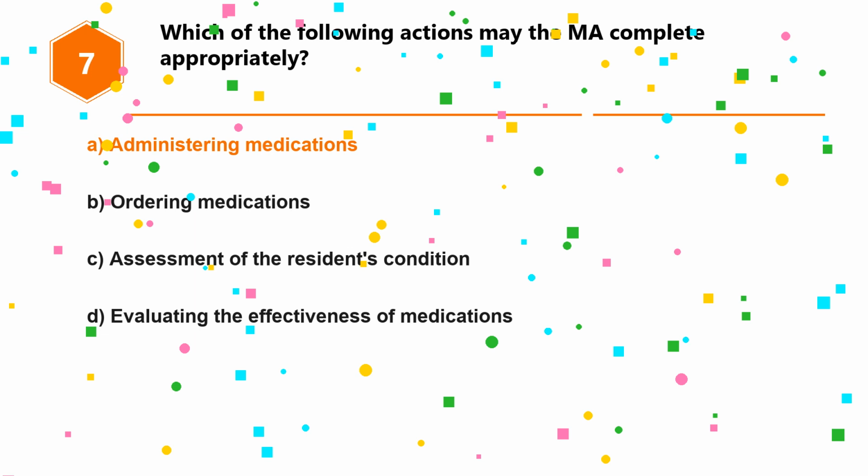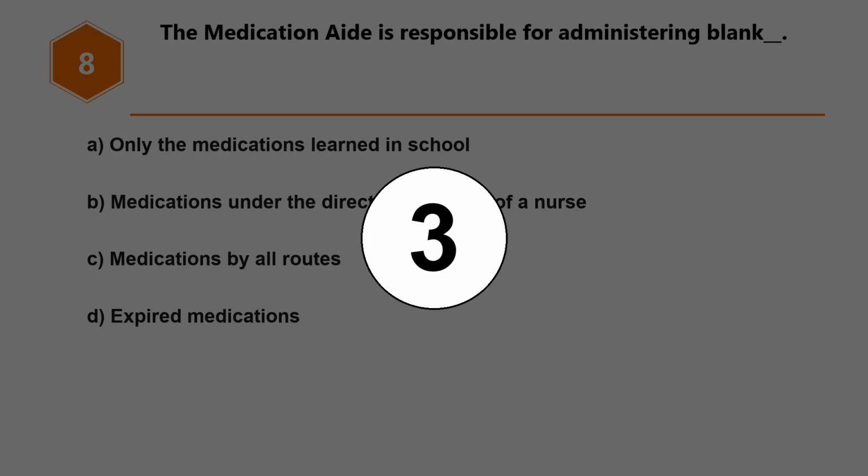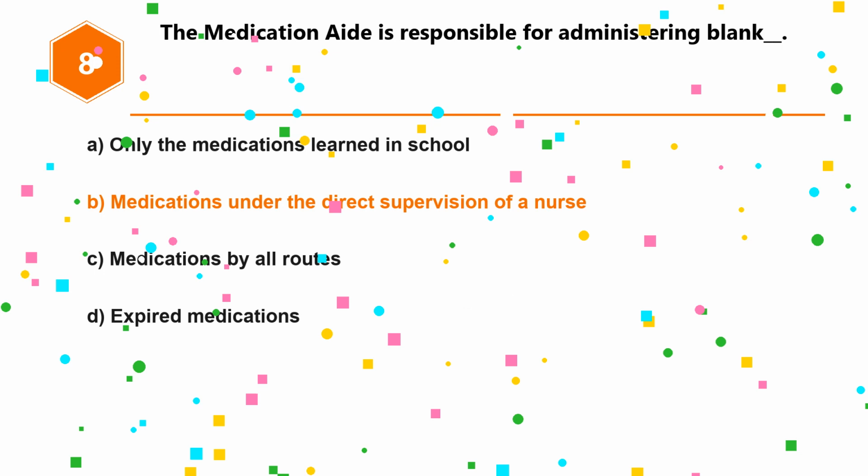Administering medications. Question 8. The medication aide is responsible for administering blank. Option A. Only the medications learned in school. Option B. Medications under the direct supervision of a nurse. Option C. Medications by all routes. Option D. Expired medications. The correct answer is option B. Medications under the direct supervision of a nurse.